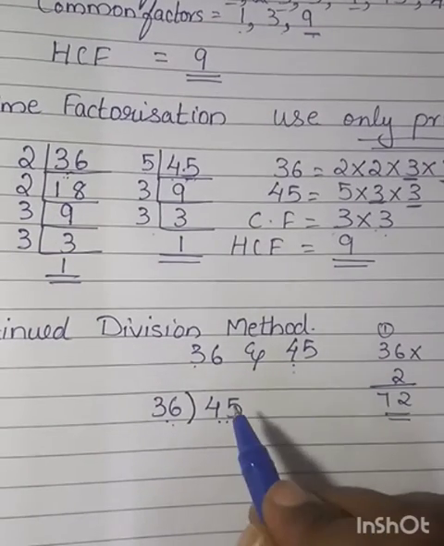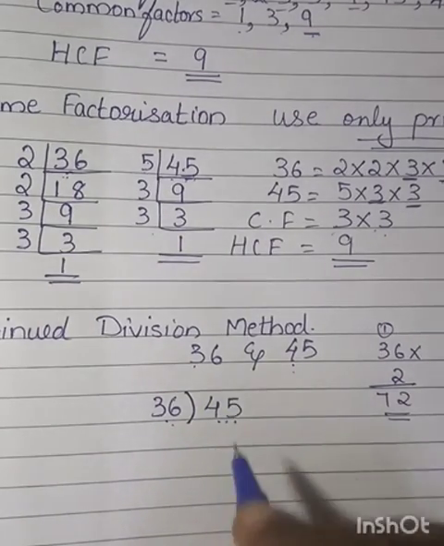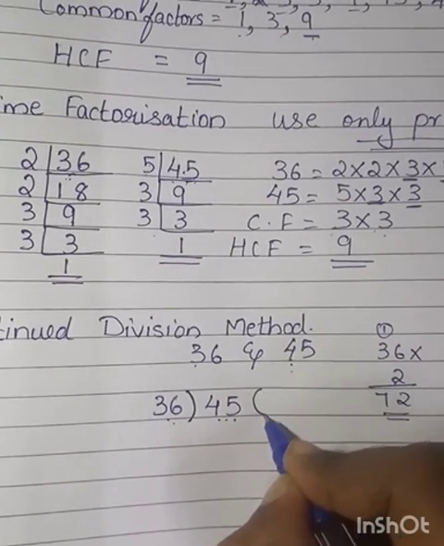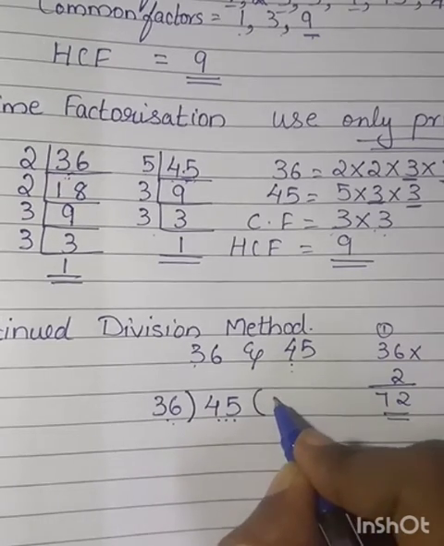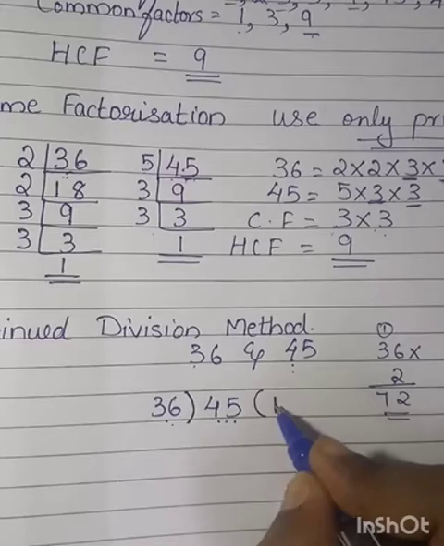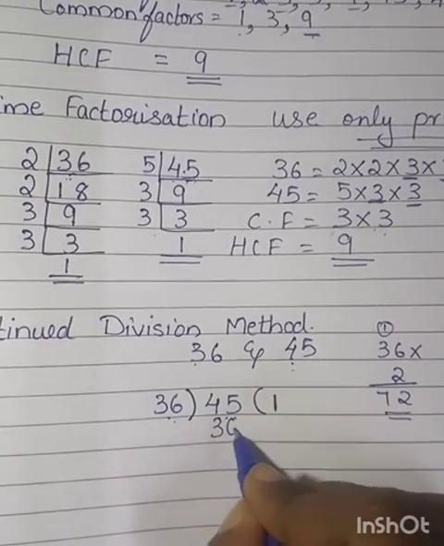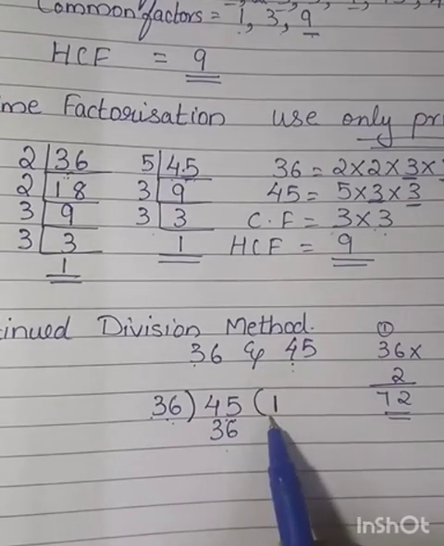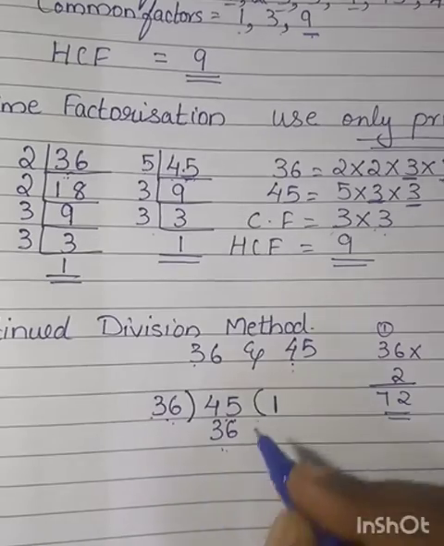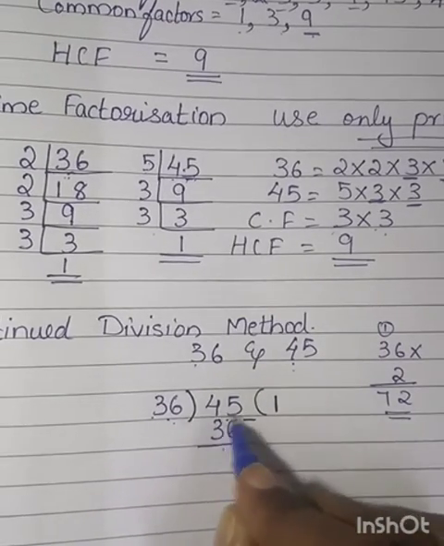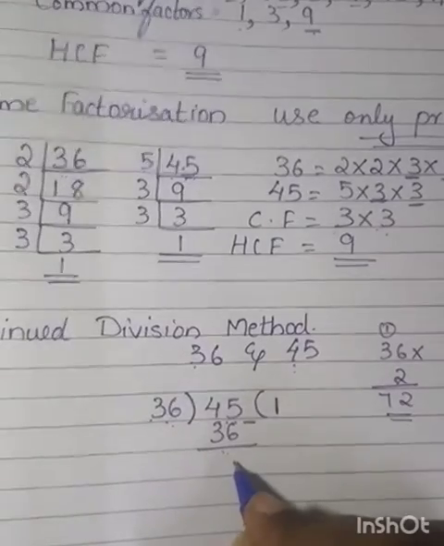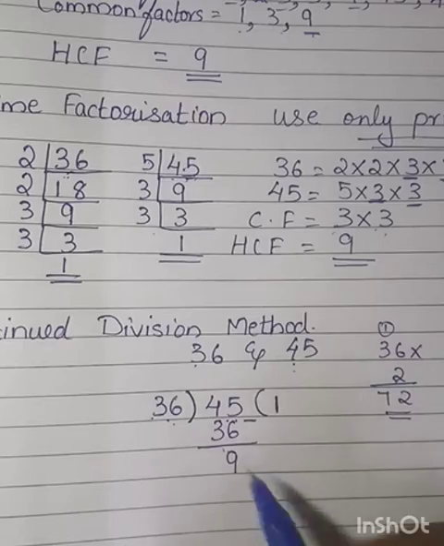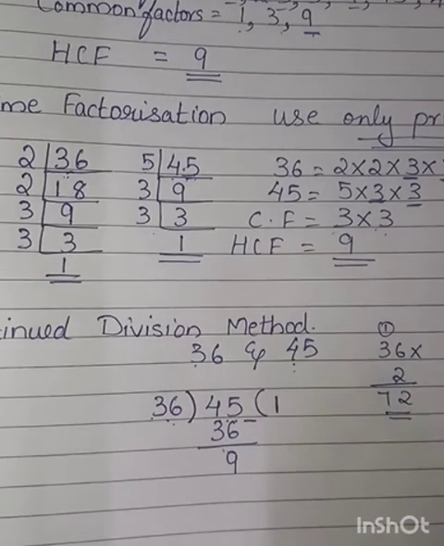So usually when we are doing the division, we write the quotient on the top, but when you are doing the continued division method, you will just draw another curve near to the 45, and here you will write the quotient, that is 1 time 36. Okay, so first we took the table of 36 and we divided, so it is 1 time 36 itself. Then we will subtract it, so 45 minus 36, we will get the answer 9. After borrowing we will get 9 as the answer.